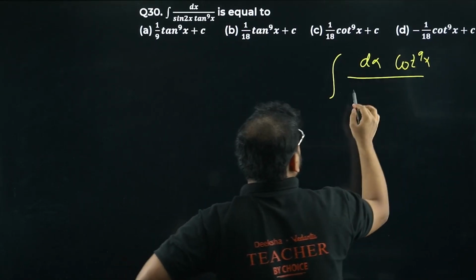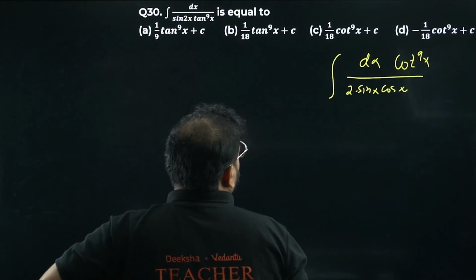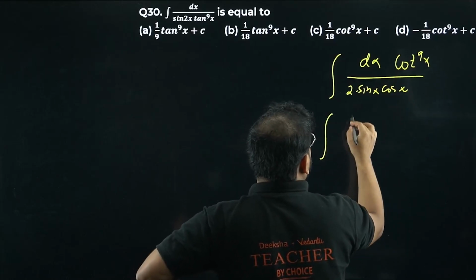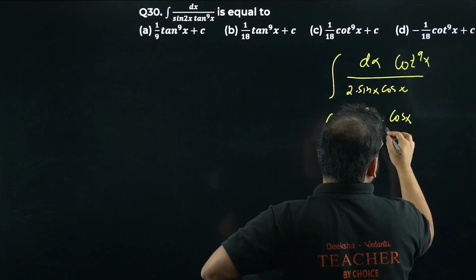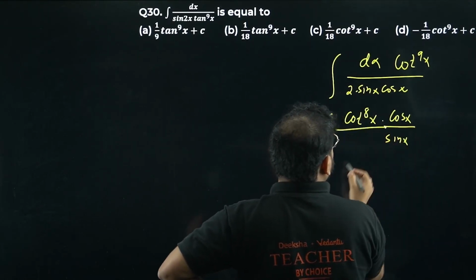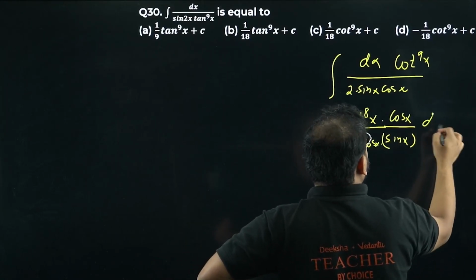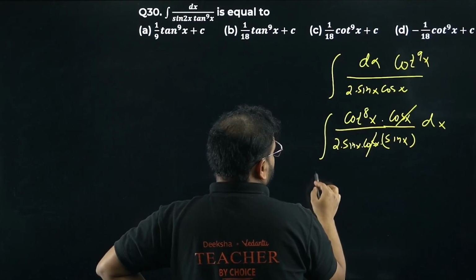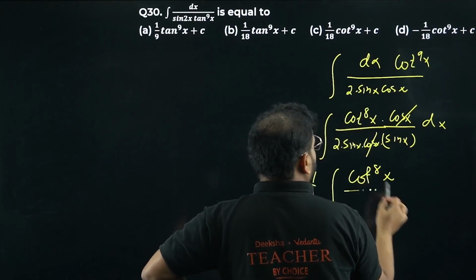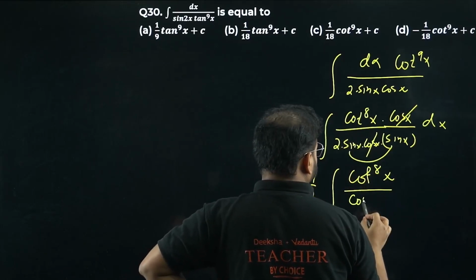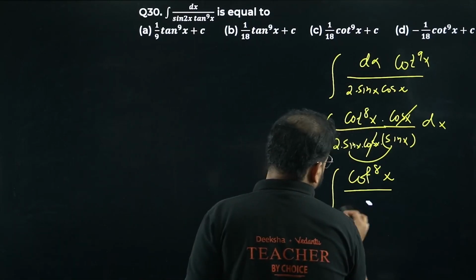Check the denominator, I have sine 2x, no? So I write here 2 sin x cos x. So I can separate one of the cot over there. So I get here cot power 8x into cot. I write this as cos x by sin x, and I have 2 sin x cos x in the denominator. dx is here. Cos x and cos x cancelled. I have 1 by 2 outside. Integration, please check. Cot power 8x is there, and in the denominator I have sine into sine, so sine square x, not cosec, sine square x.